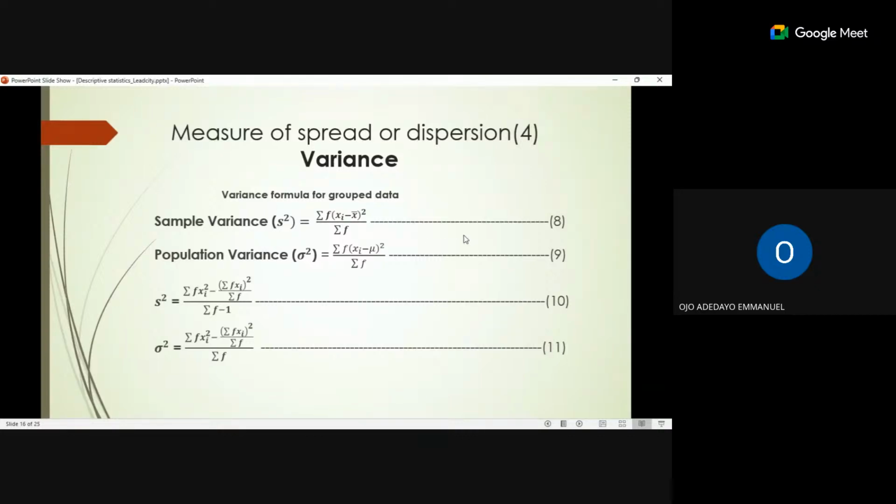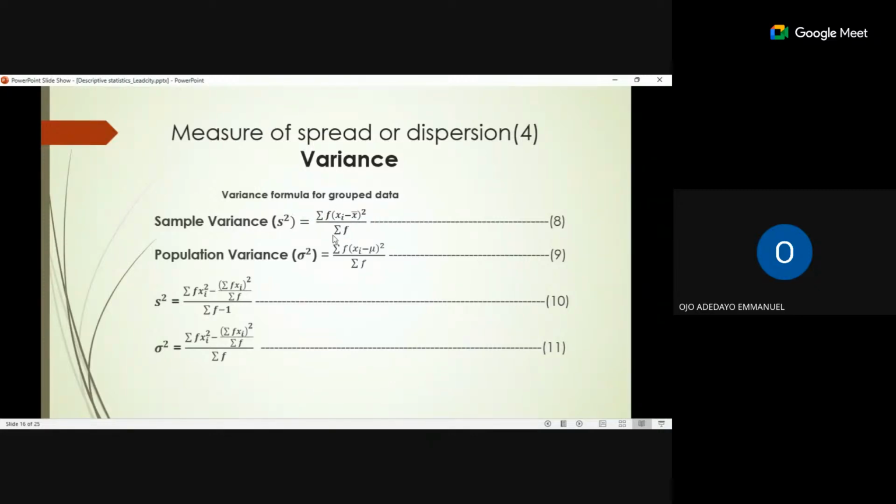So the first one is going to be multiplied by the frequency of the first one. The second one is multiplied by the frequency of the second one. The third one by the frequency of the third one. The fourth one by the frequency of the fourth one. Then at the end of the day, you have a column called f into x minus x bar square. By the time you add them together, that is why we have this summation. Then you have this numerator called summation f into x minus x bar all square. That is how you get your numerator.